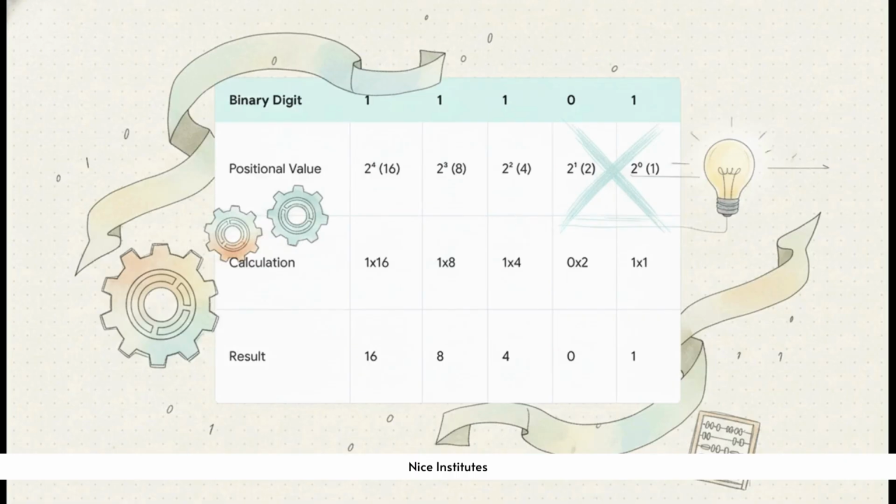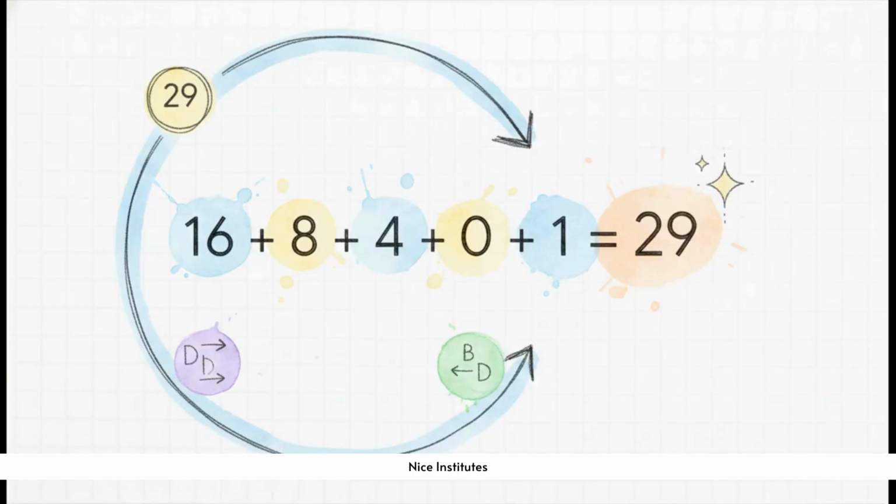So we've got a 1 in the 16s place, a 1 in the 8s place, and check this out, that 0 in the 2s place basically just turns that position off. It's like a switch. And now for the final step, we just add up all those results. So 16 plus 8 plus 4 plus 0 plus 1 gives us 29! Boom! It actually works. We've come full circle. The translation is 100% correct.